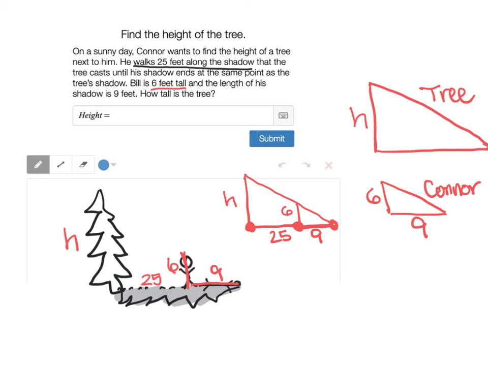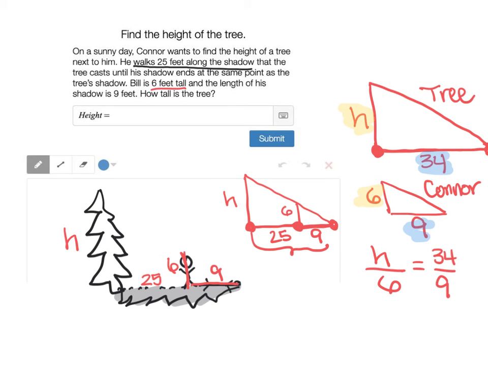And this is the tree's information. The tree is h feet tall. From the tree all the way to the end of the shadow, if I add those, that's 34. So I would want to use a setup like h over 6 equals 34 over 9. And then we would cross multiply and solve. But that's what the setup would look like.